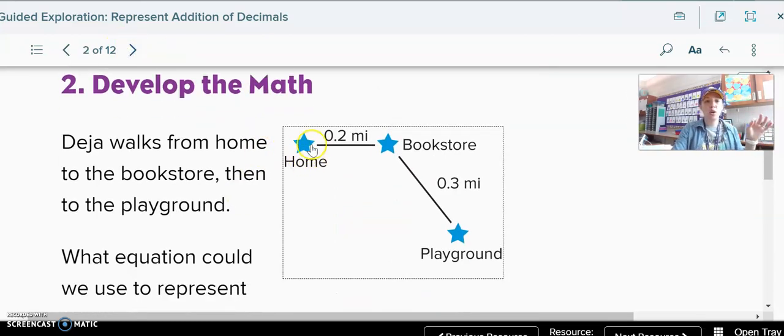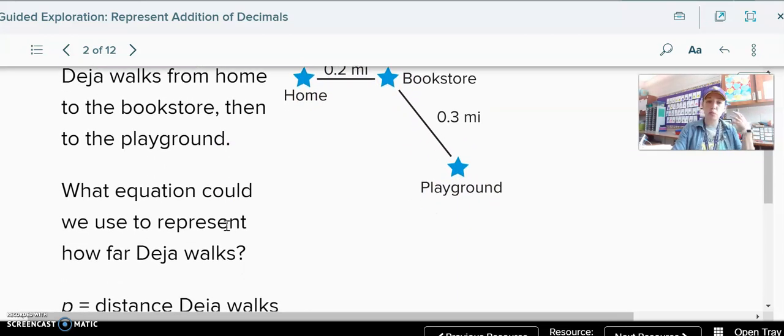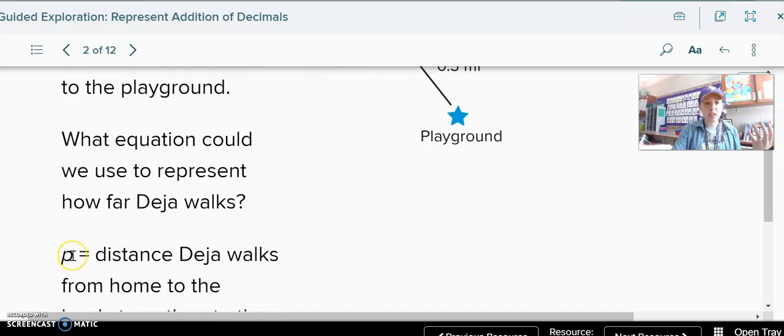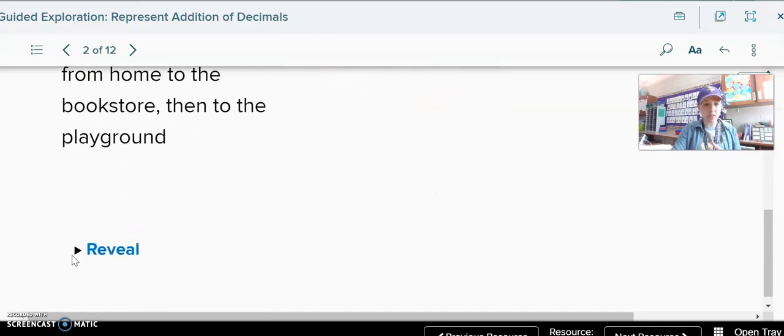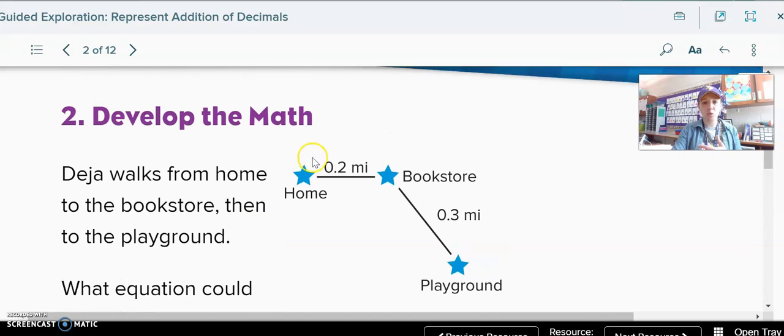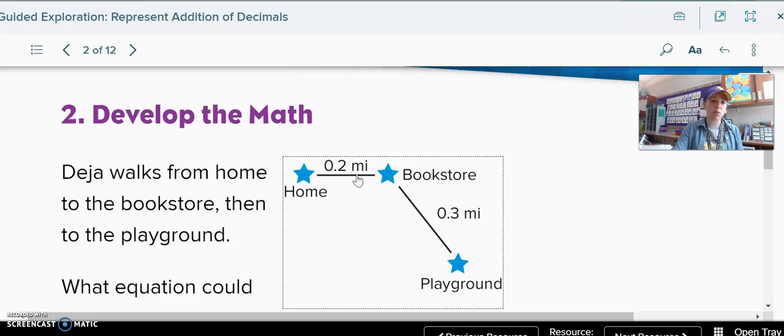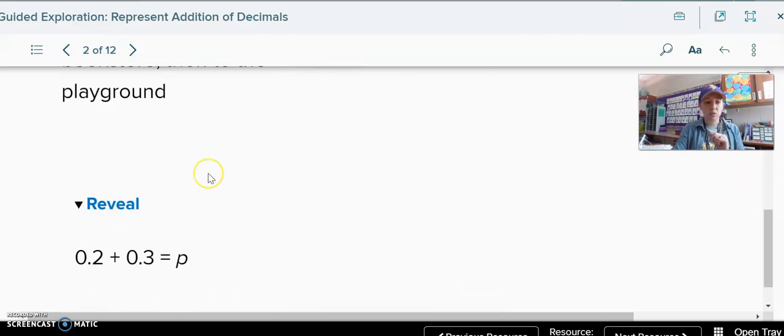Now the first one is home to the bookstore, then to the playground. So again, like last lesson, we're thinking about an equation. So if P is the distance she walks, then we could say, okay, well, I have this, and what can I do with those to get the total distance she walks? I can add them because it's just combining the two numbers. So 2/10 plus 3/10 equals P.